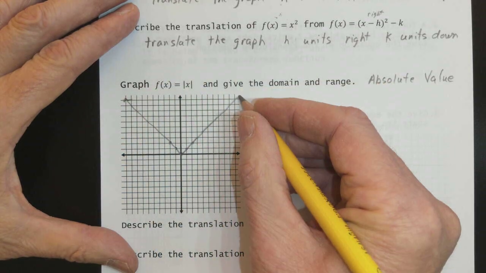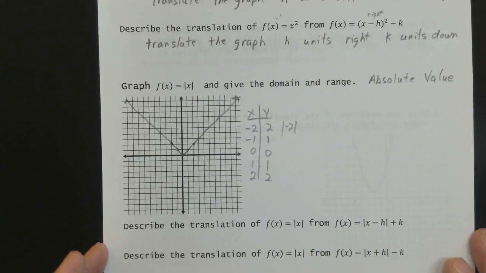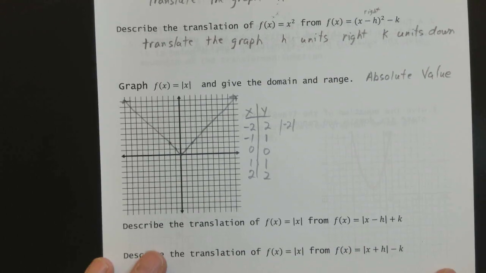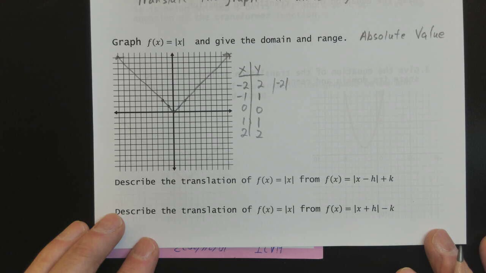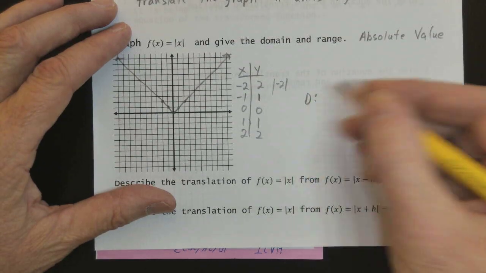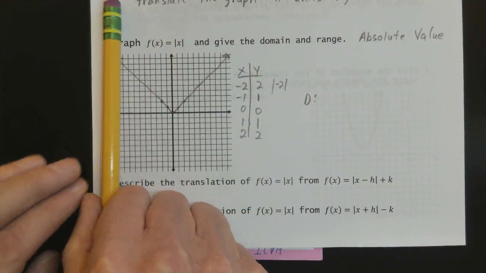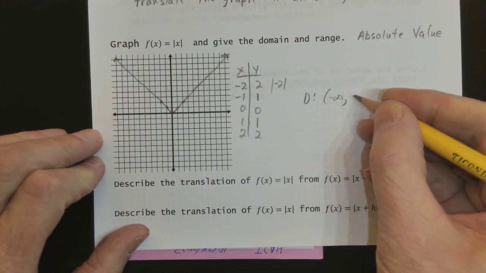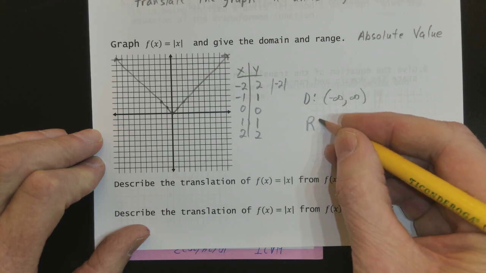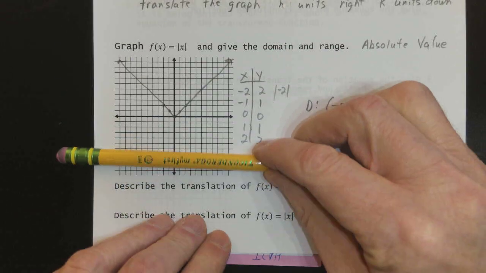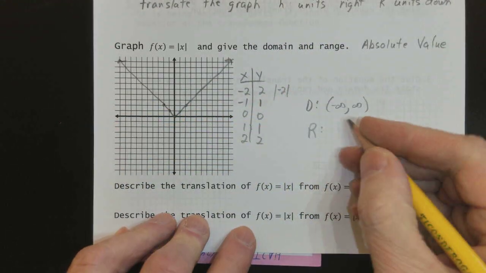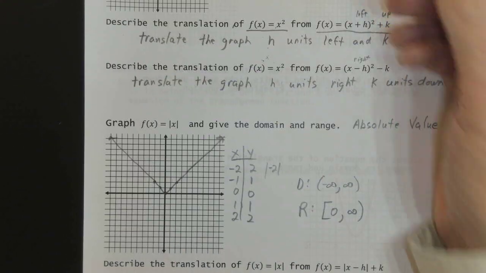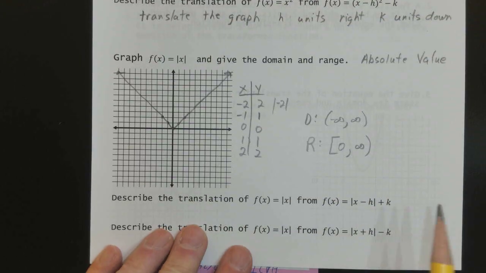I do a little bit at a time. It almost looks straight. Okay, so there's the absolute value graph, the parent function. Domain. Negative infinity to infinity. Is everybody good with that? Yeah. Negative infinity to infinity. The range. All right, so these two functions have that in common, right?